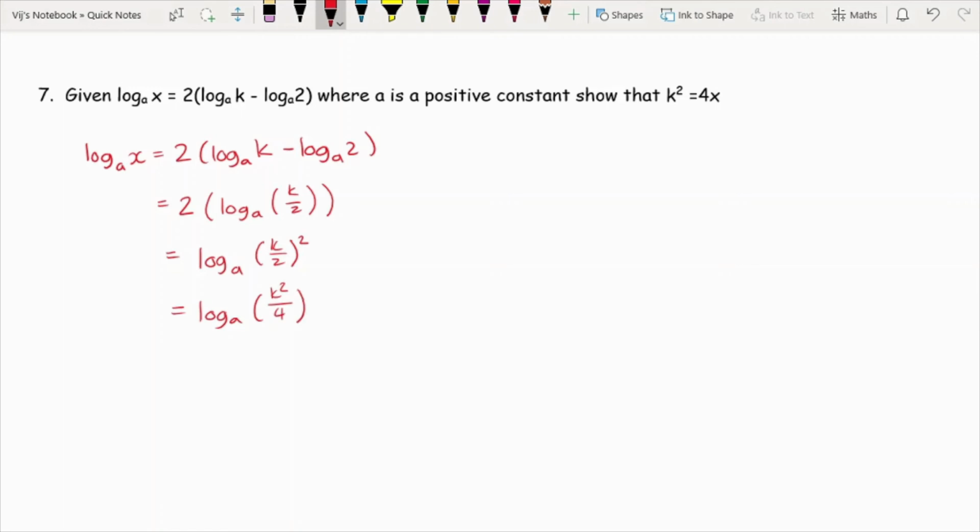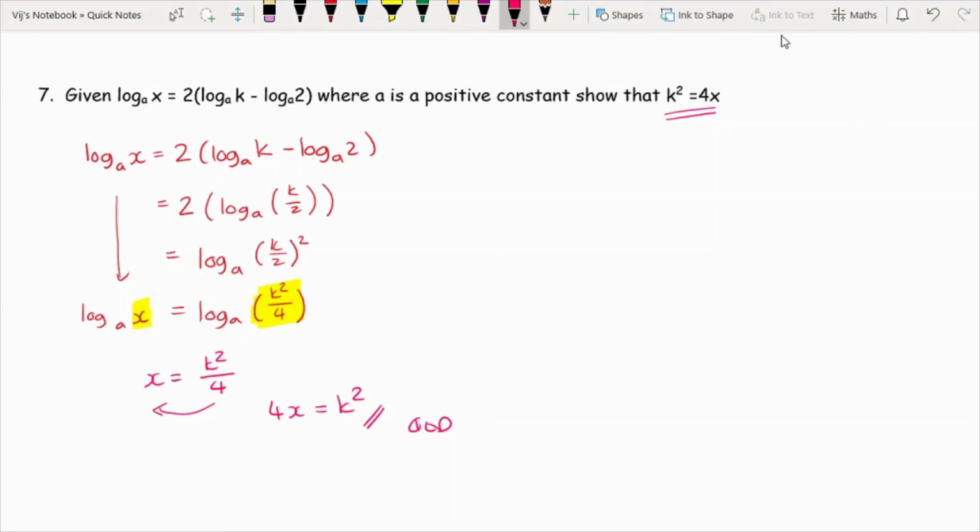Now if I bring this back down, I've got log a of x, and as you can see, my x must be equal to what's on the right hand side. So here I've got that x equals k squared over 4. Now looking back at the question, they want me to show that k squared equals 4x, so all I need to do is take the 4 over to the side, so I've got 4x equals k squared, and that is what they've asked me to prove.